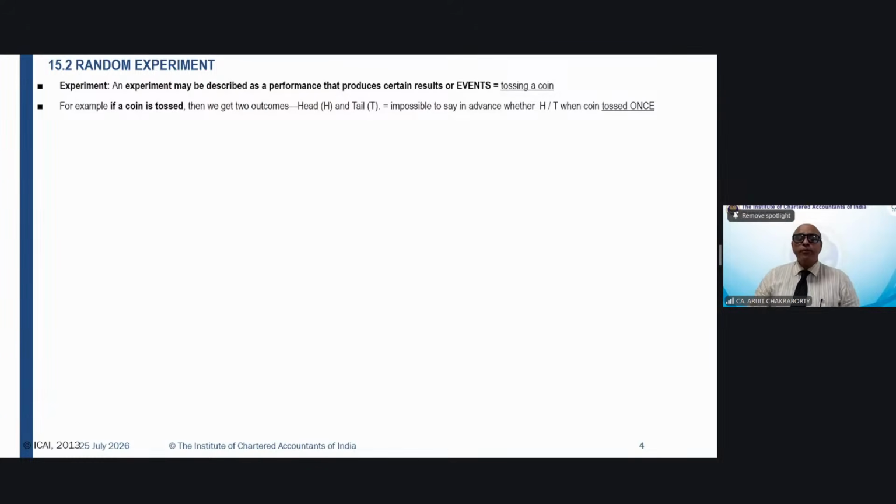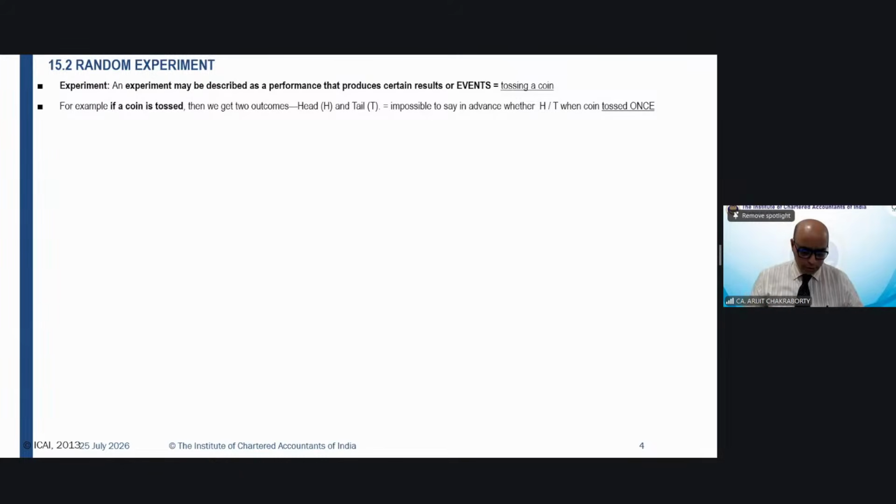Now, for every random experiment, there will be certain results. These results, you can call them outcomes, but technically, in the language of statistics, we call them events. So when you toss a coin, how many events can it result in? Well, it can have 2 events, either a head or a tail. When you roll a dice, it has 6 faces. So what is the possible number of events? Well, it will have 6 events. It can result in 6 types of outcomes or events.